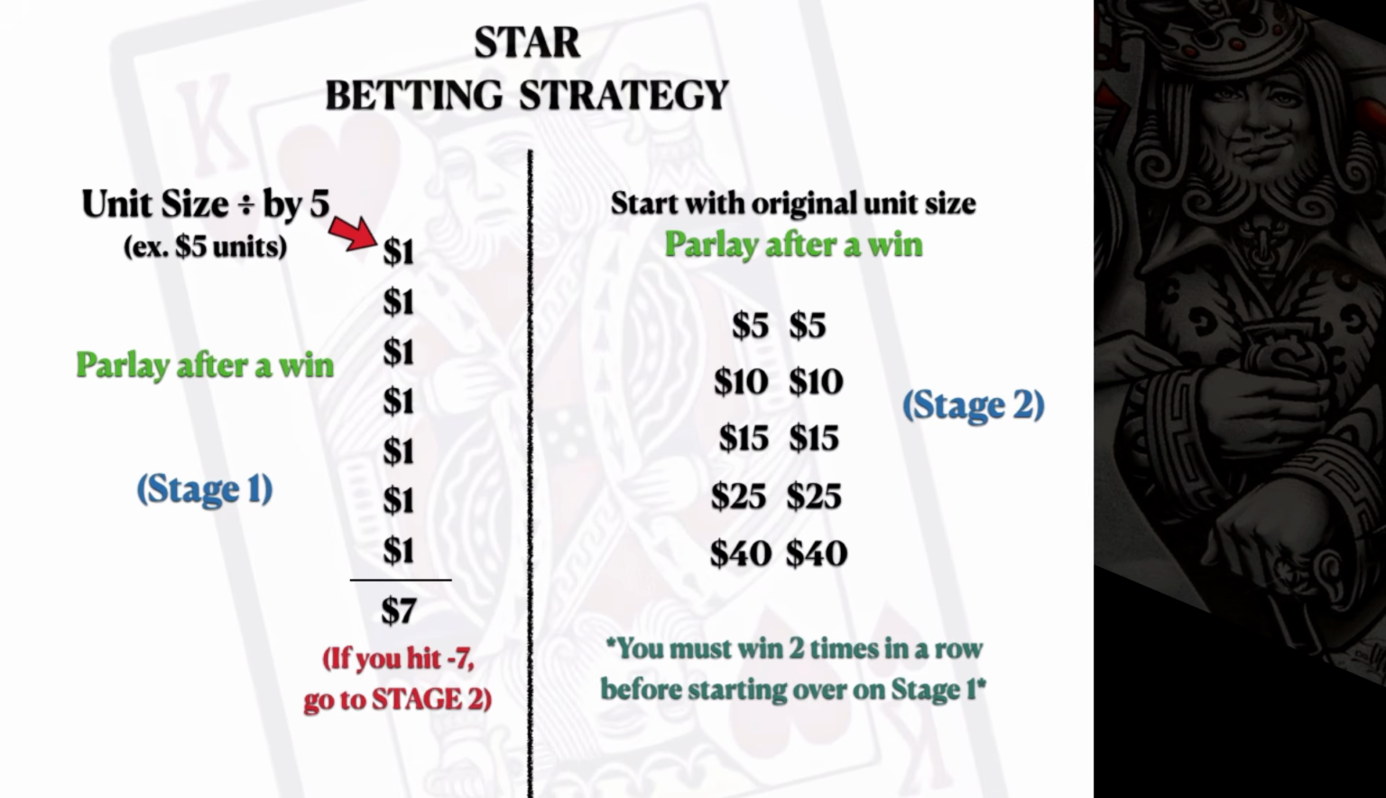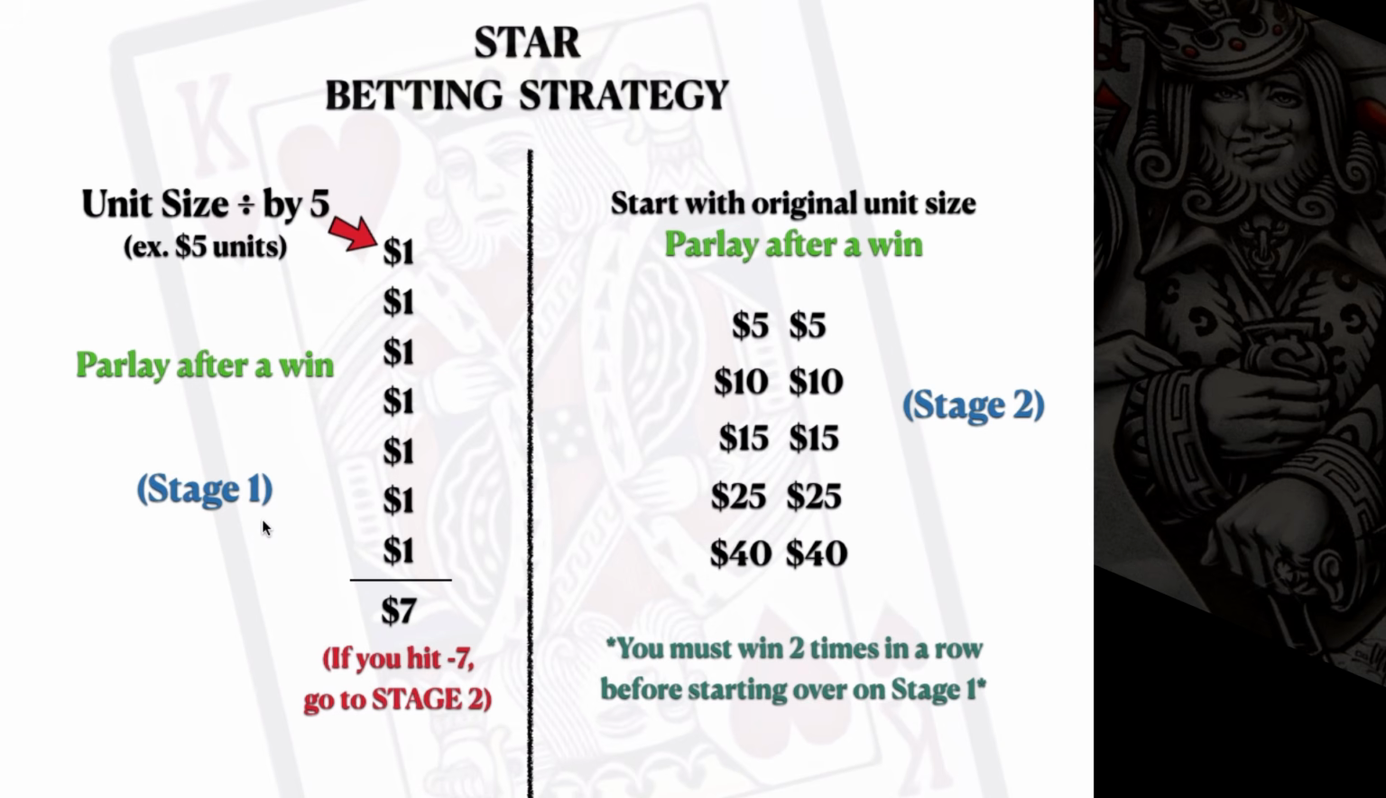Number two, you must win back-to-back consecutive times when playing the STAR strategy. So you will have 17 attempts to try to win 2 times in a row. Now, take a look here. We are gonna start on stage 1.